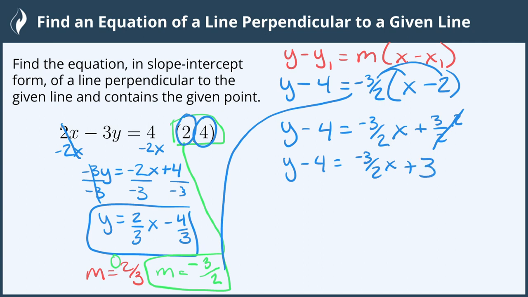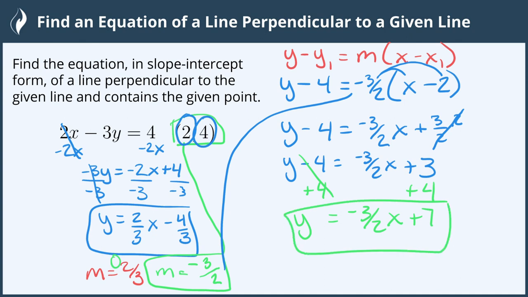Now to continue solving for y, we'll add 4 to both sides. So we're left with y equals negative 3/2 x plus 7, and that is the equation of our perpendicular line going through the point 2, 4, and we're all done.